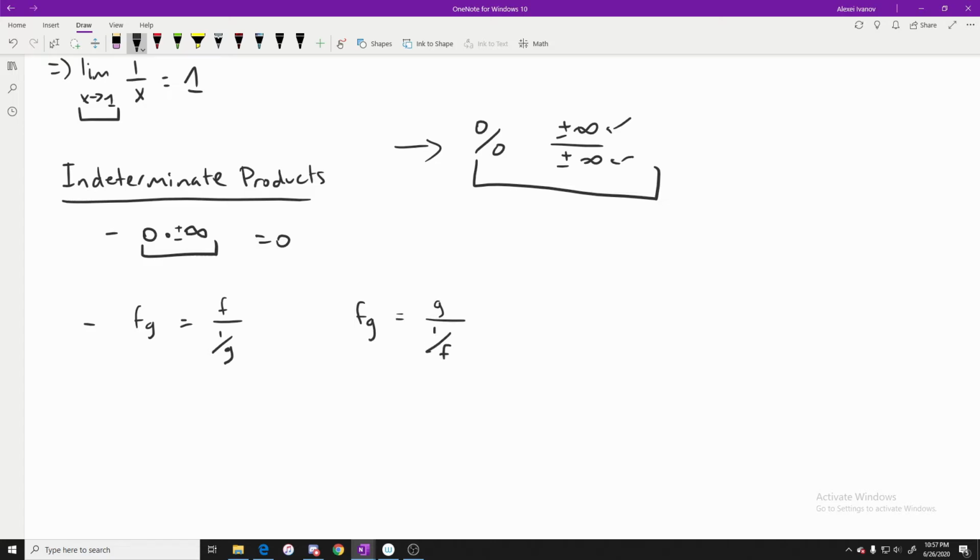Essentially all we want to do is take the reciprocal of one of the functions and throw it in the denominator, because both of these formats are equivalent. That's why there's that equal sign there. They're completely equivalent. It's just that now this resembles the format where we can use L'Hopital's rule. So let's go through an example of how we could apply this.